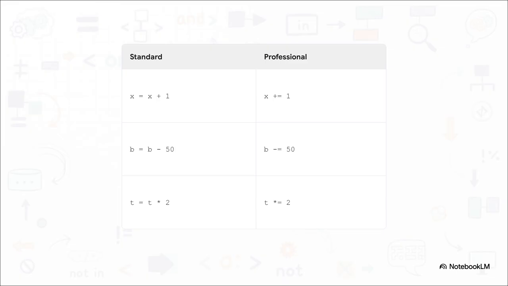cleaner professional way. The standard way to add 1 to a variable is writing out x equals x plus 1. Sure, it works, but the professional way uses compound operators, writing it as x plus equals 1, or for a bank withdrawal, balance minus equals 50. As a future data scientist, AI engineer, or back-end developer, you're expected to write code that is clean, readable, and highly maintainable. Compound assignment operators reduce repetition, and they instantly communicate your intent to the other developers on your team.